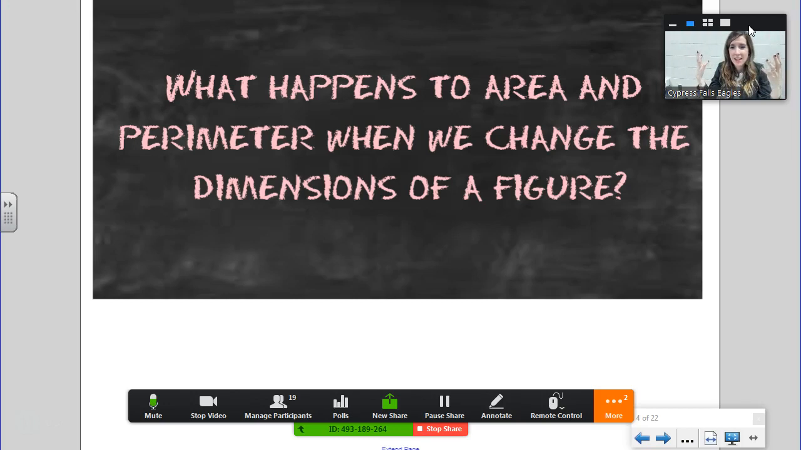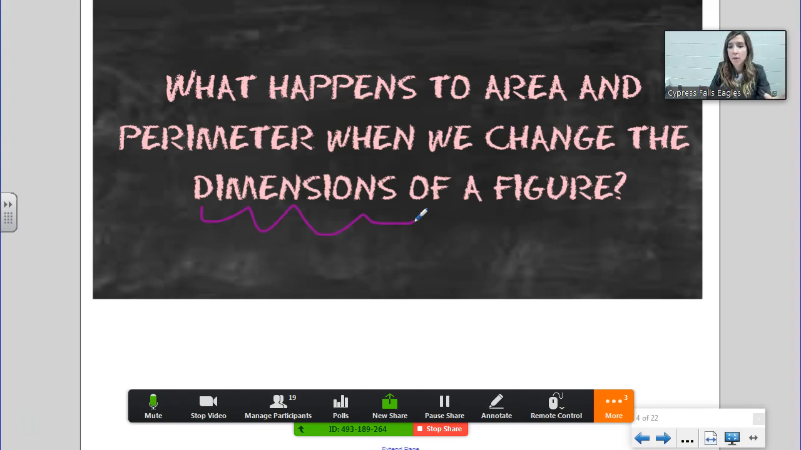But what am I doing to the area of my pizza when I shrink the diameter? When I halve the diameter, what did I do to the area? Did I halve the area? You don't have to answer that. That's what we're discovering today. So what happens to the area and perimeter when we mess with the dimensions? We're going to mess with the dimensions today, and we're going to see what effect it has on the perimeter and what effect it has on the area.